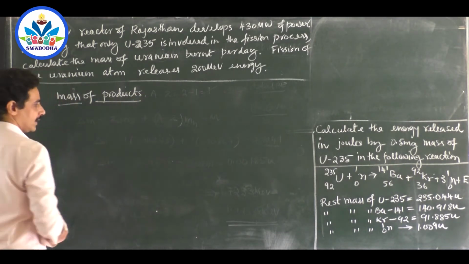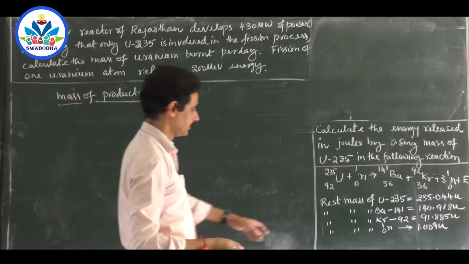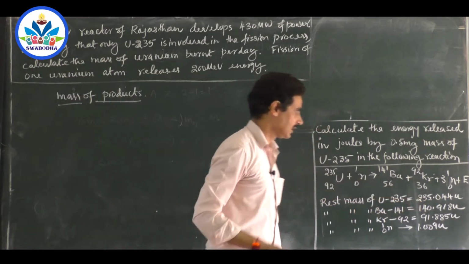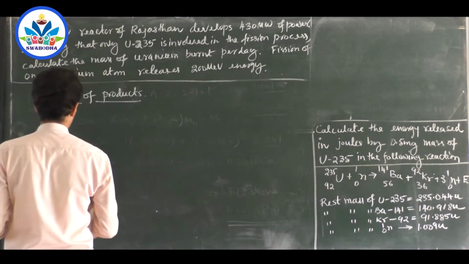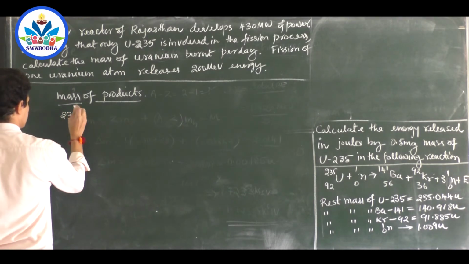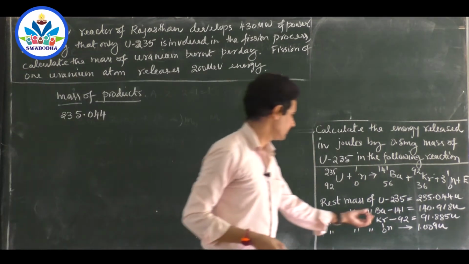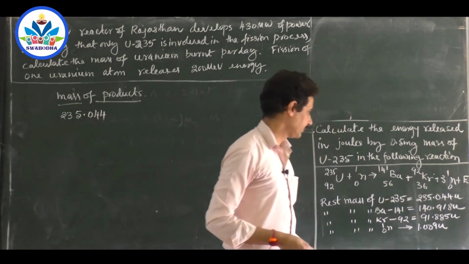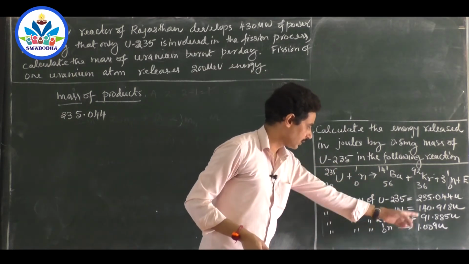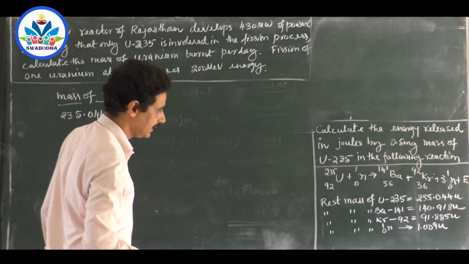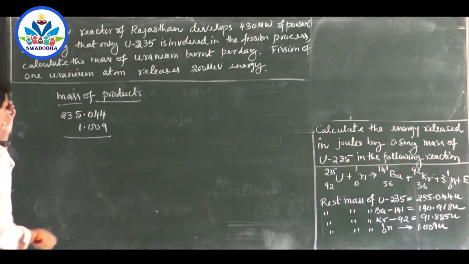What are the masses of products? Yes, 1 uranium-235. What is the mass of uranium-235? Its rest mass, when it is at rest with respect to a certain frame of reference, is 235.044 U. Then 1 neutron mass, 1.009 U.